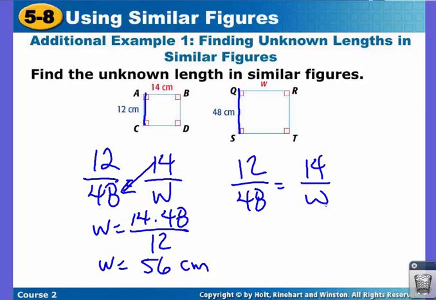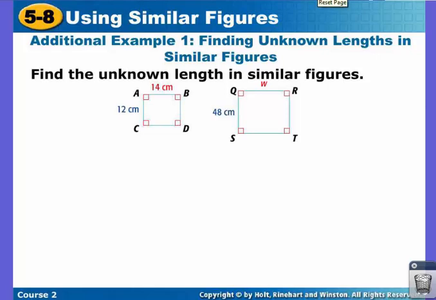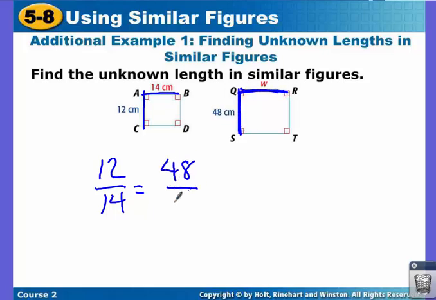Now, another way we could look at this proportion is I can use the two pieces in the shape itself. So I could set this up as 12 over 14. So I did AC over AB, so I would do the same proportional pieces over here, corresponding parts, QS over QR, which would be 48 over W. And now we're looking at how did I go from 12 to 48? I still multiplied by 4. I do the same thing to the 14. So there are several ways of setting up the proportion. As long as you go the same direction and use the same corresponding parts, it should work.